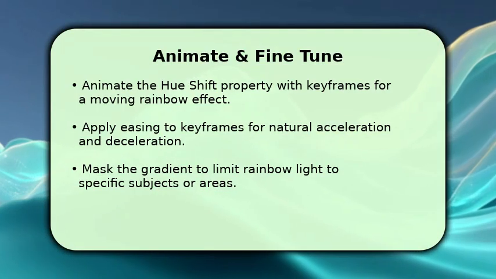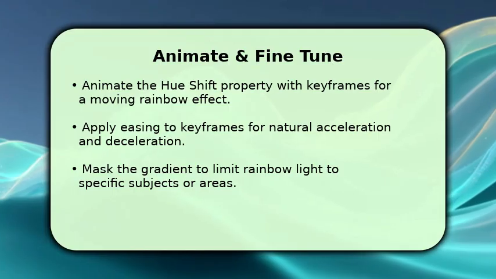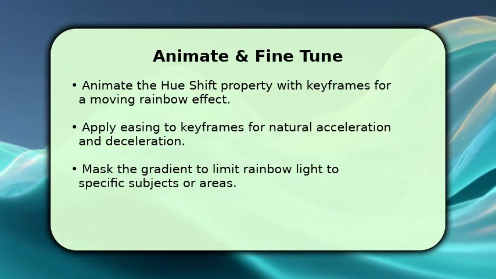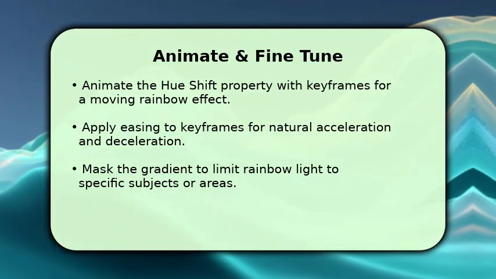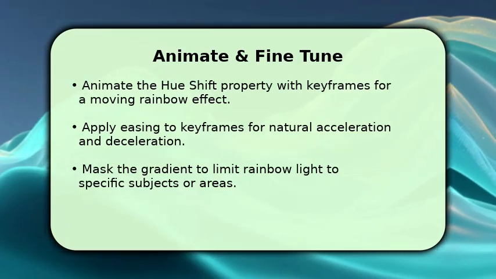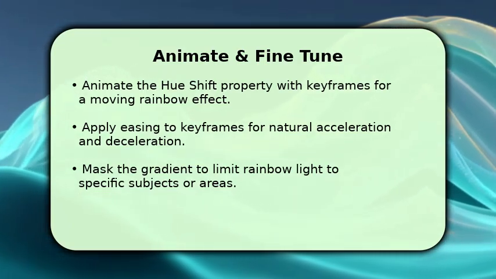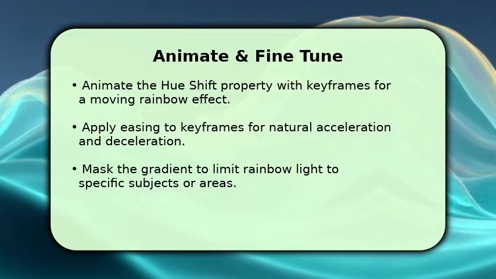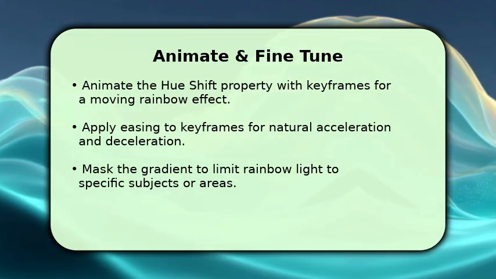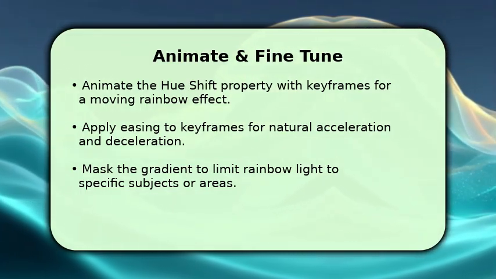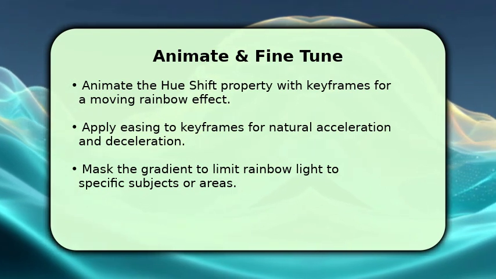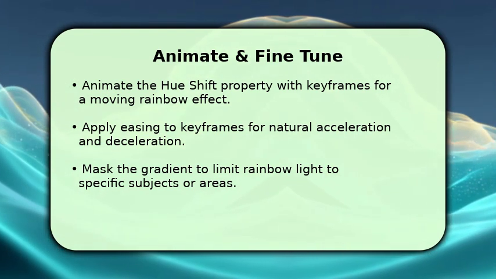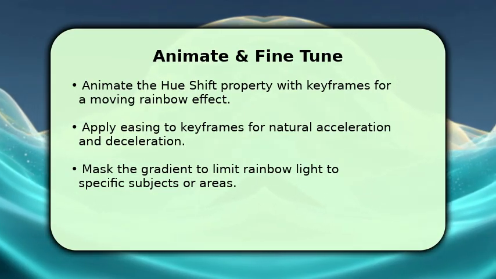Set keyframes on the hue shift or gradient position to animate the rainbow across your scene, and use easing to create natural motion. Mask areas where the effect should appear by drawing a soft feathered mask or track a subject for dynamic placement. Tweak blur, saturation, and brightness per mask to integrate the light believably, and render a short test clip to confirm timing and color accuracy before final export.